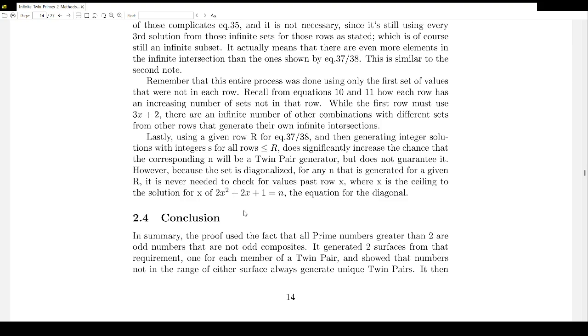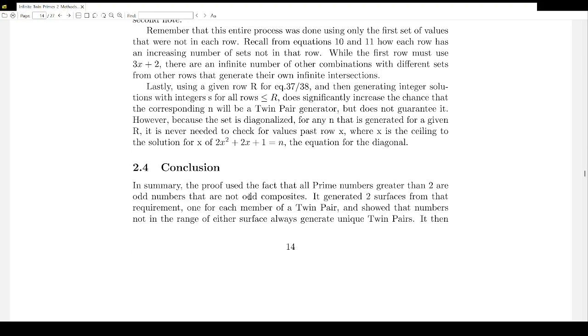So, in conclusion, the proof used the fact that all prime numbers greater than 2 are odd numbers that are not odd composites. That's how we started. It generated the two surfaces from that requirement, one for each member of the twin pair. We had the lower prime surface and the upper prime surface, prime 1 and prime 2 surface. It shows that numbers not in the range of either surface always generate the twin pair. We showed that at the very beginning. Any numbers that are not on either of those surfaces, when you do 2n plus 1 times that generator, will be the first number of a twin prime pair.